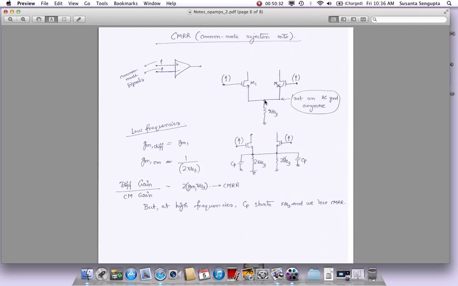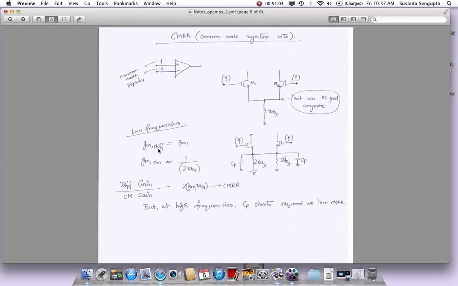This is not an AC ground anymore, and you can simplify this model by taking RDS and splitting it into two RDSs this way. So the effective parallel combination is this, and of course they will also have parasitic caps: gate to source cap, source to bulk cap, all kinds of caps will be there. I just club them up as some CP, a parasitic cap. Now if you want to look at low frequencies only, let's not worry about the caps.